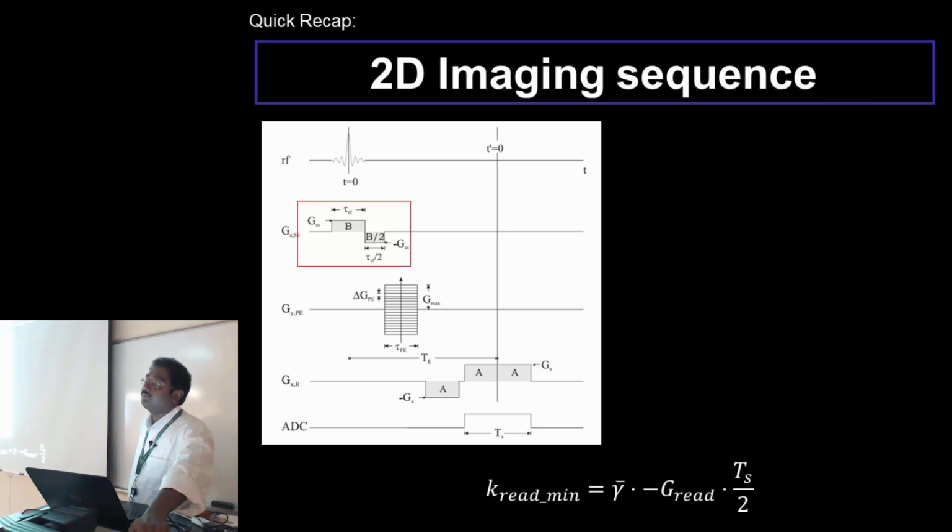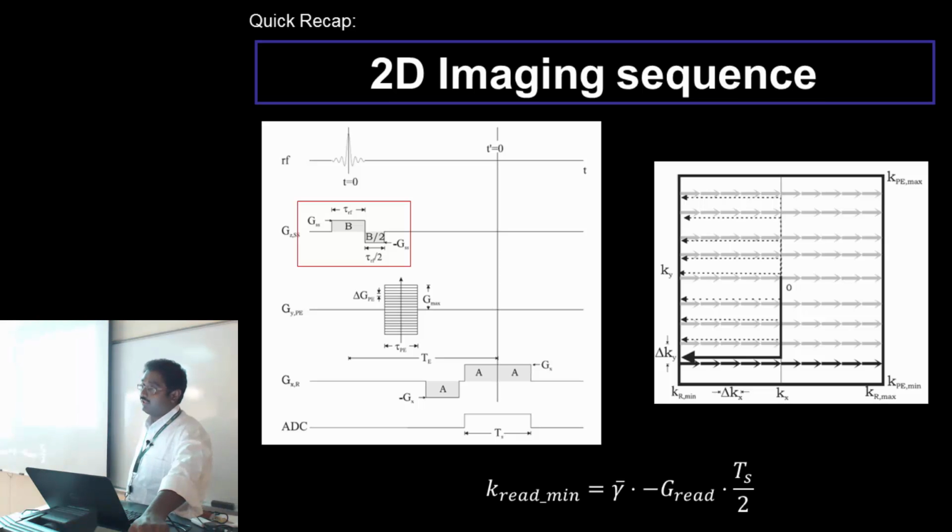So here we start from where? From 0 and minus ky? Well, typically what's shown here is first you go to minus ky and then you go to negative kx max and then traverse to positive kx max. So that's essentially your diagram.